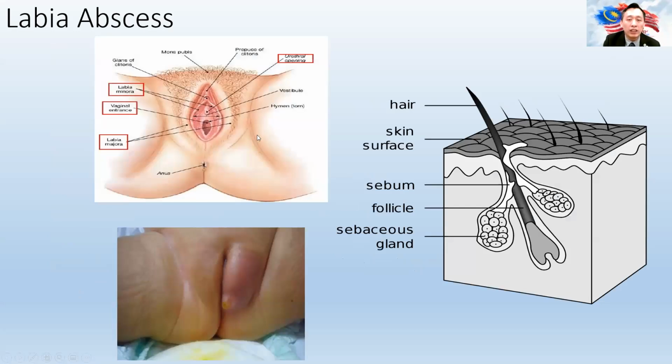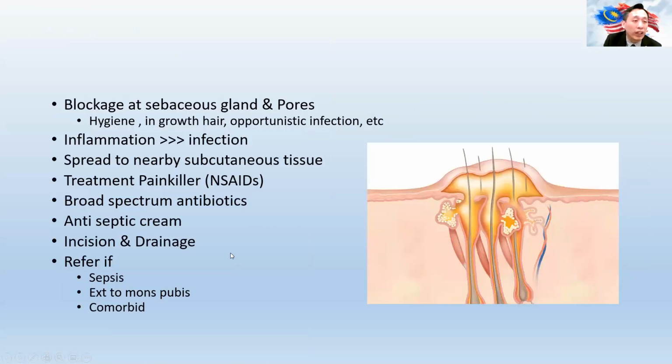So a labia abscess is where the hair follicles become obstructed. This picture here is a baby with infrequent changes of diapers, and the follicle becomes blocked, so there's a blockage in the sebaceous gland and also the pores due to hygiene or ingrowth of hair, opportunistic infection, etc., leading to inflammation, infection, then spread to the nearby structures and subcutaneous tissue.